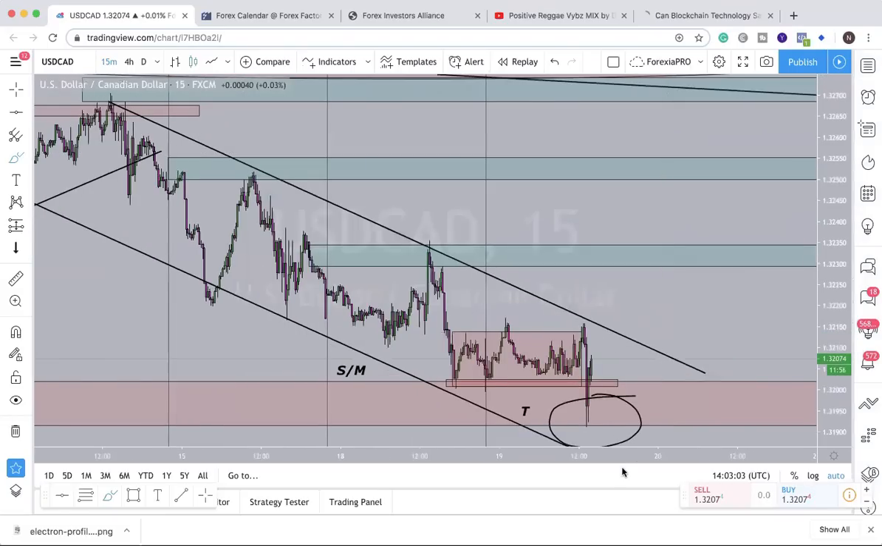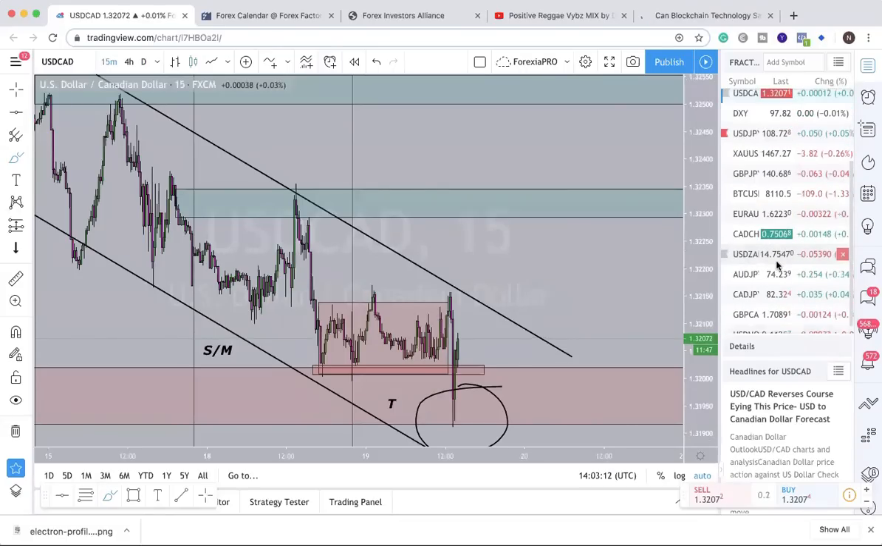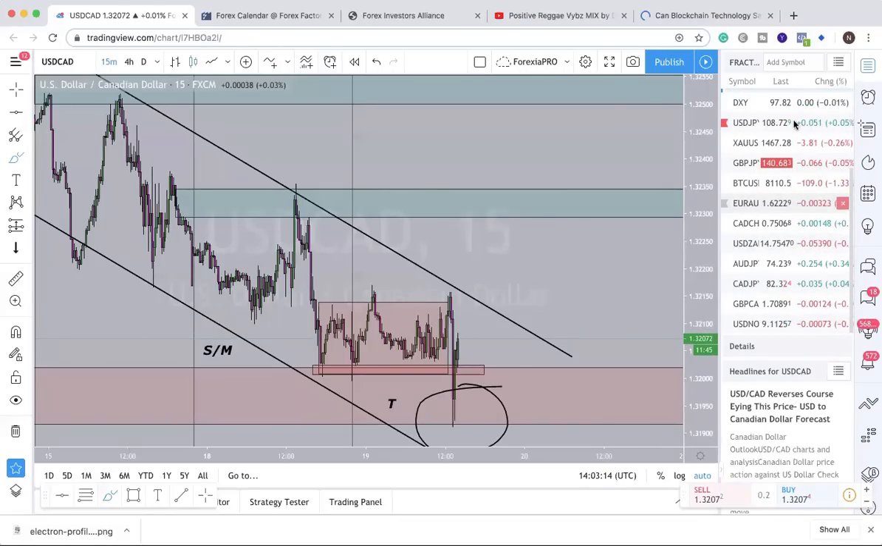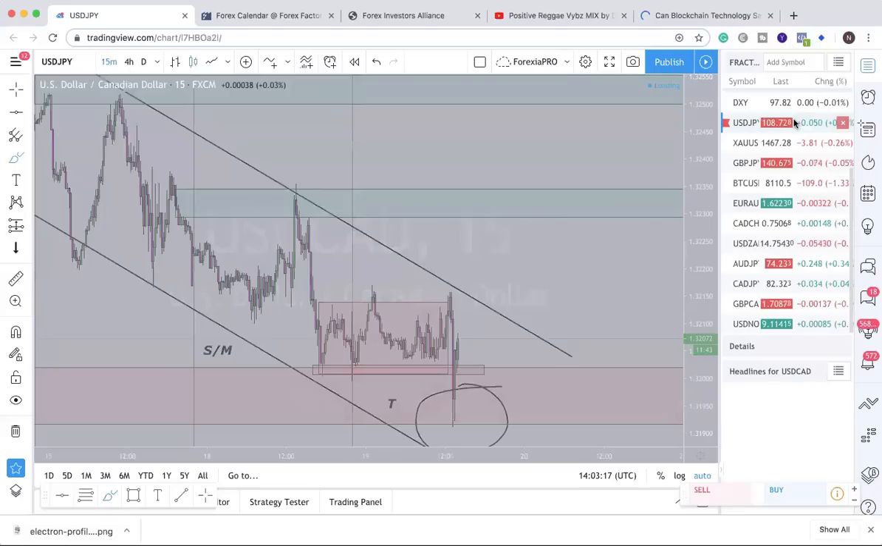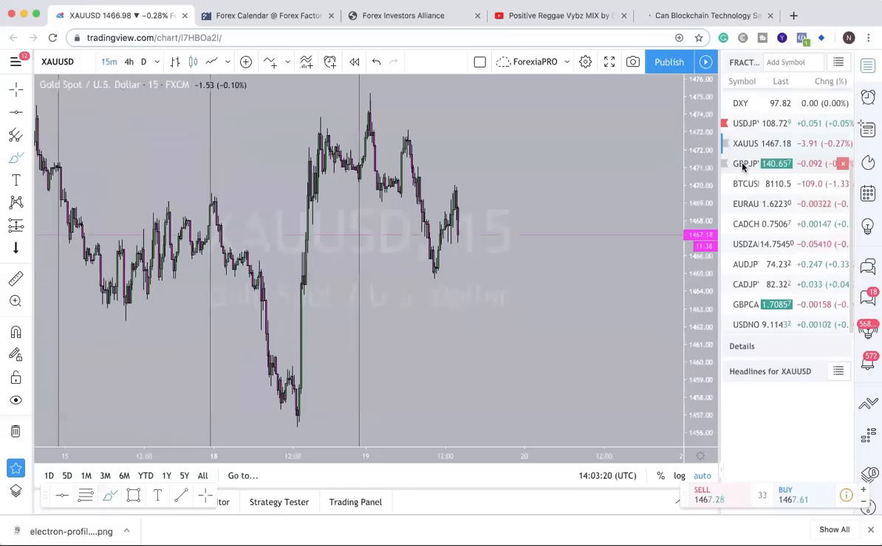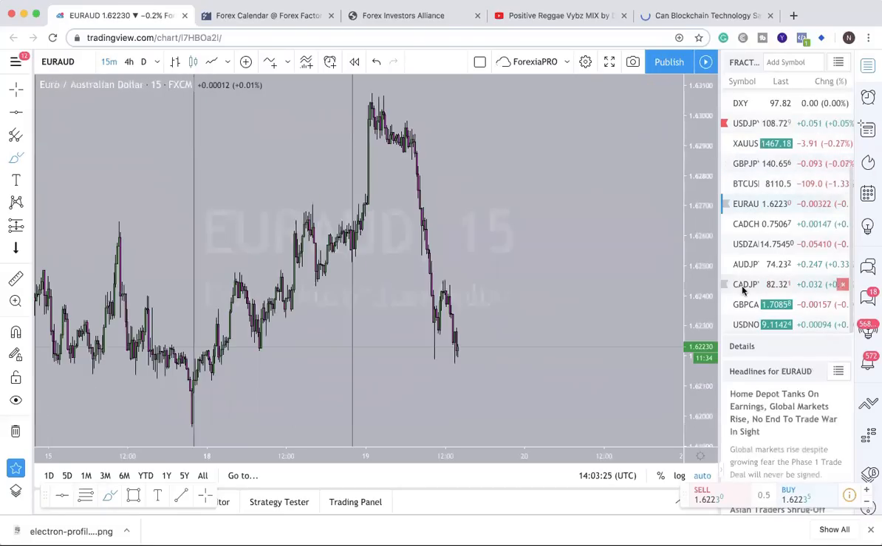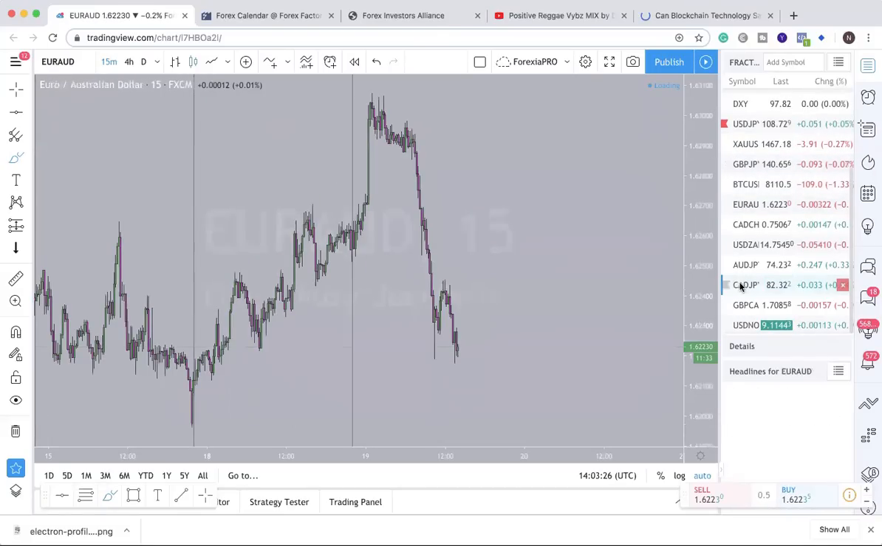We've got about 7 minutes left, you guys, so we'll maybe skim over some more pairs. But in my opinion, USD CAD looks like it was the better one.